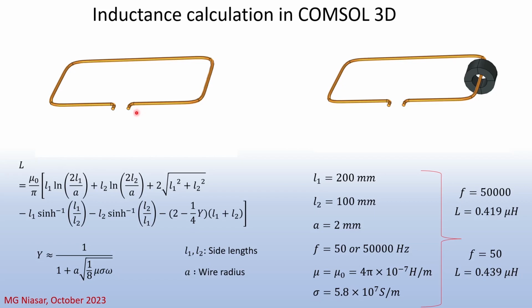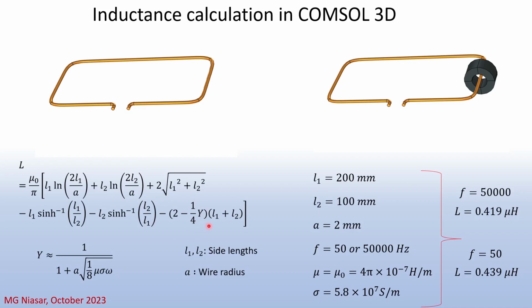We actually have an analytical formula for this scenario, and it is given here. L1 and L2 are the sides of this rectangle. A is the radius of the wire. And we also have another term, which is named Y here. This Y basically considers the skin effect.